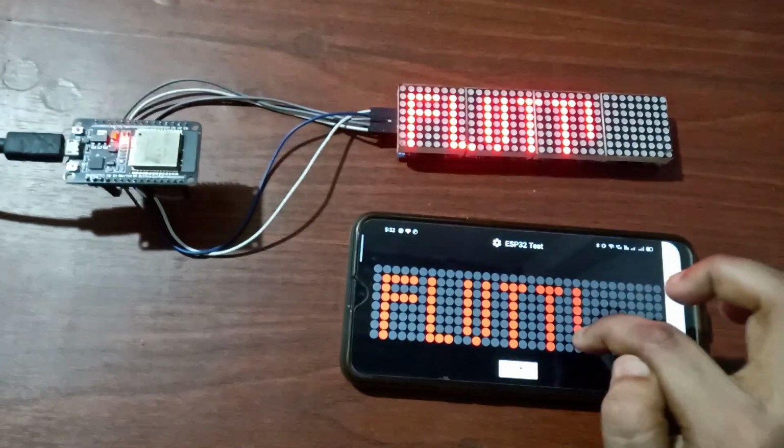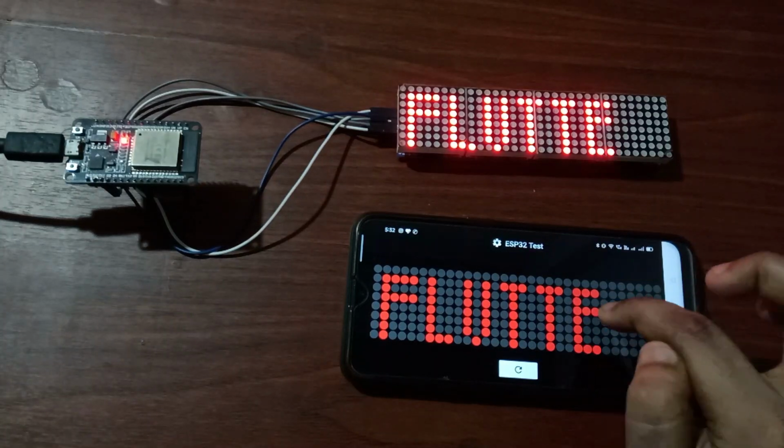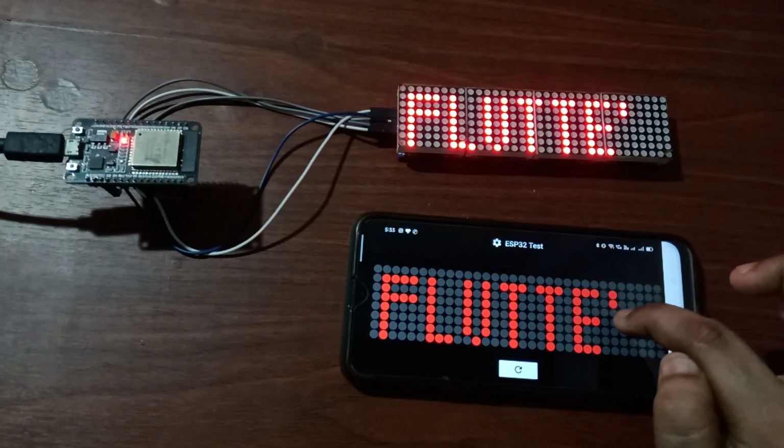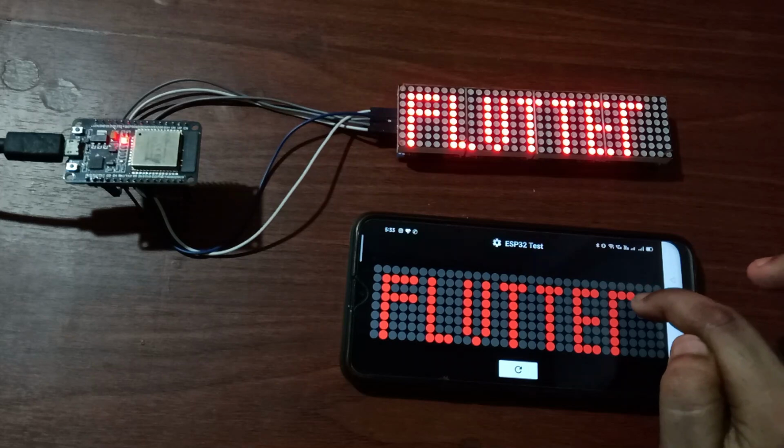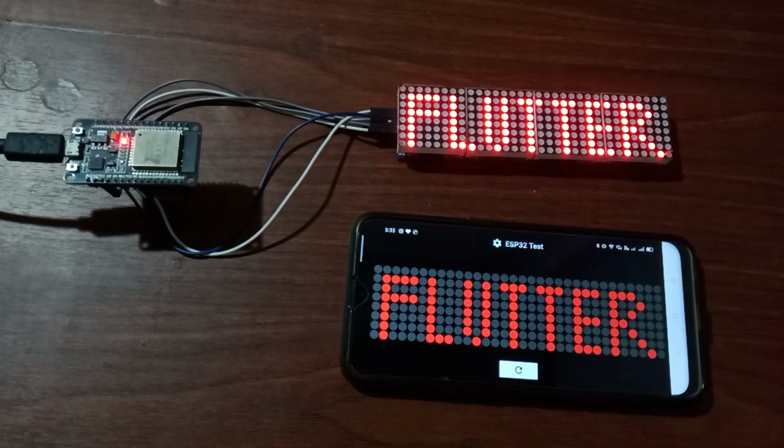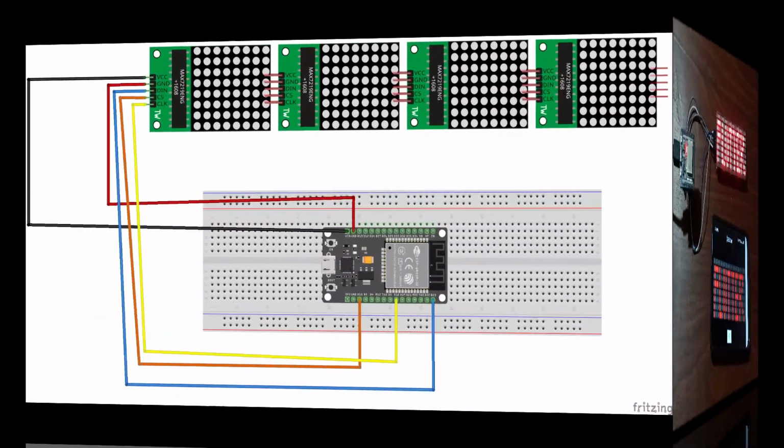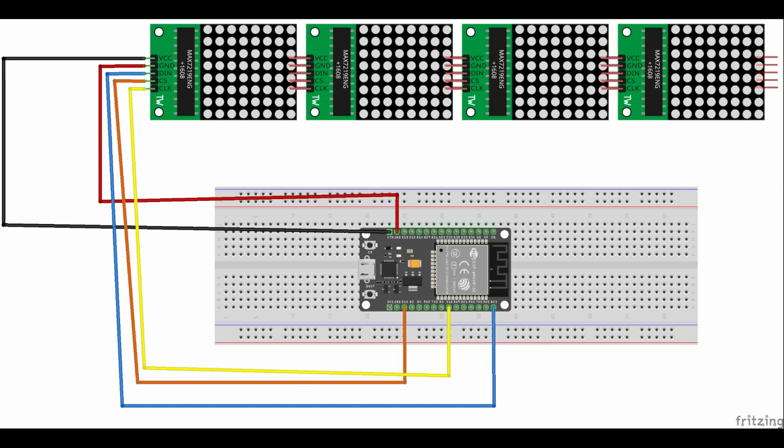Today we will see how to build a matrix display painter using ESP32 and Flutter. So let's get started. This is the circuit diagram for how to connect ESP32 and LED matrix display.